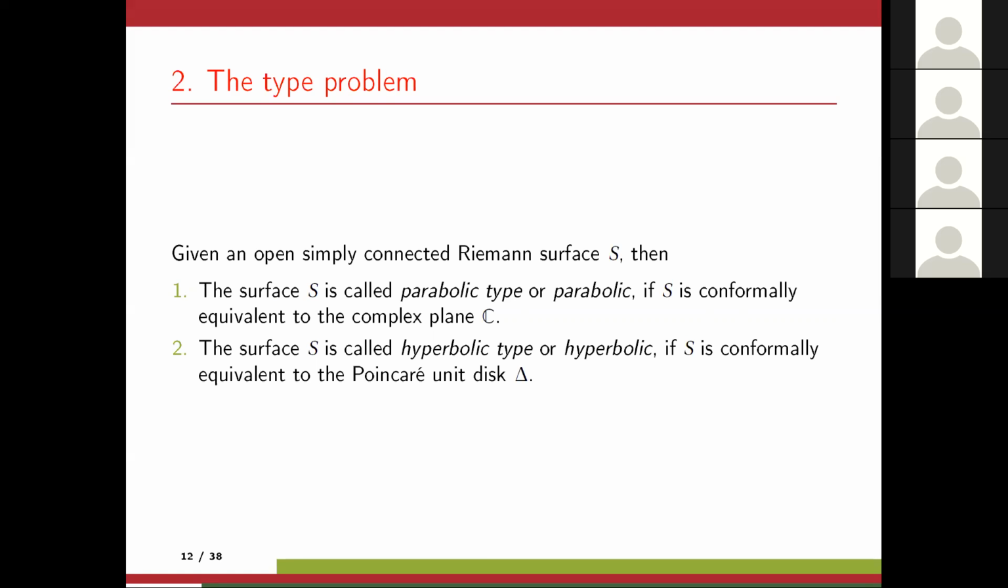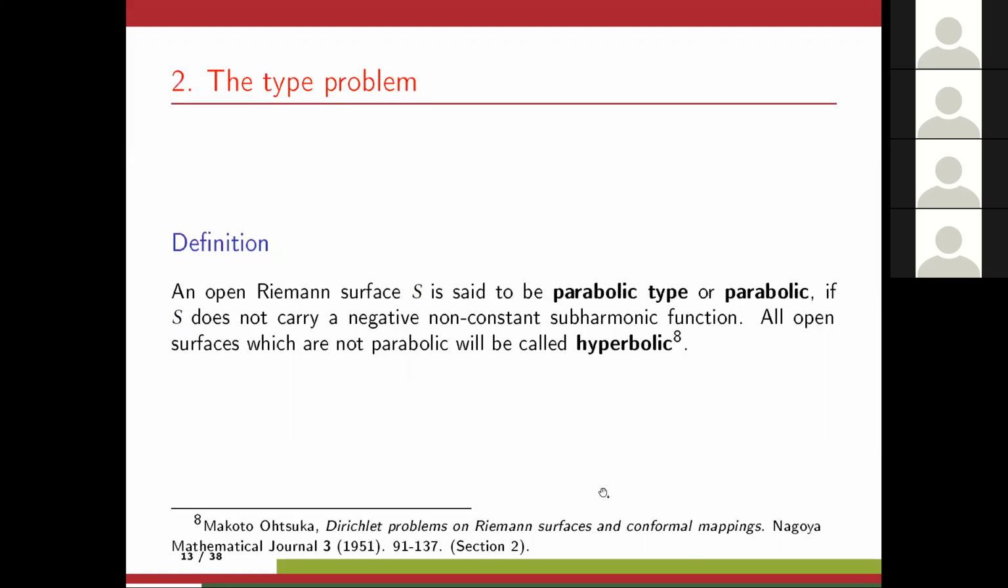In this way appeared the following definition, which classifies the open Riemann surface. This is the following definition given by Ohtsuka Makoto. An open Riemann surface S is of parabolic type, or parabolic, if S does not carry a negative non-constant subharmonic function. All open surfaces which are not parabolic will be called hyperbolic.